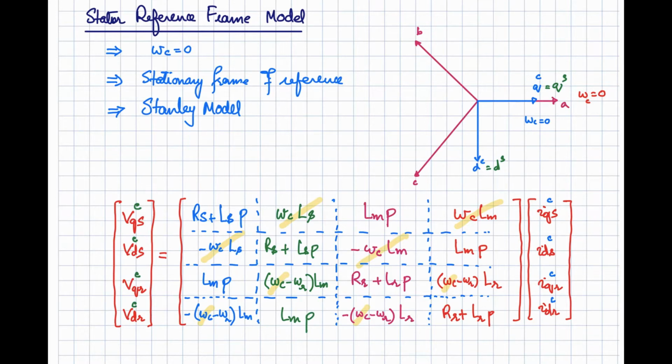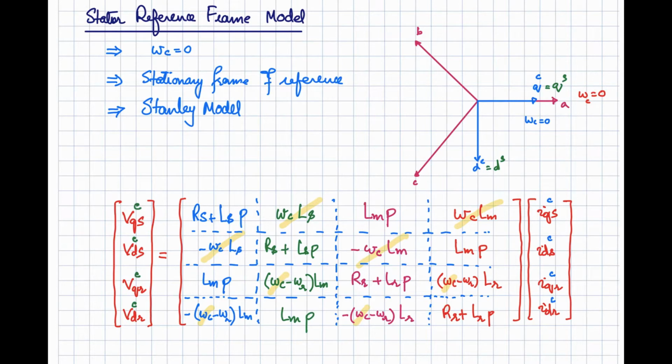For example, if we want to translate that model into the stationary frame of reference, that is with the q and the d axis, which are defined like this, and they are stationary, their speed is 0. So omega c will be 0 in this case if we consider the stationary frame of reference, which is not rotating, which is fixed, and the q axis is aligned with the a axis and the d axis is lagging by an angle of 90 degrees. So in the stator reference frame model, or the stationary frame of reference, omega c is equal to 0. And this model is also given the name Stanley model.